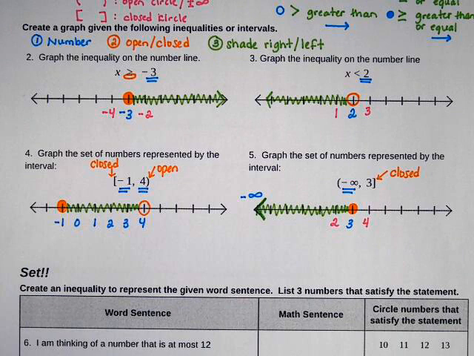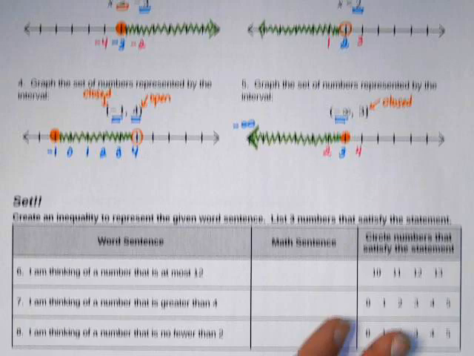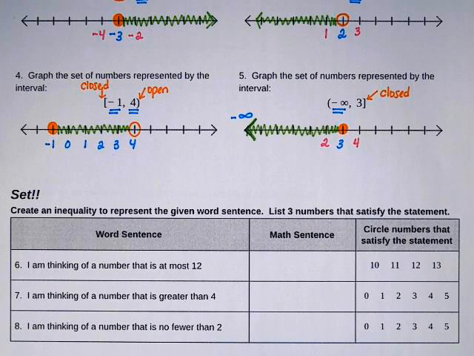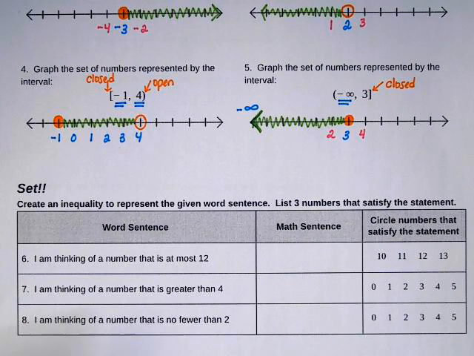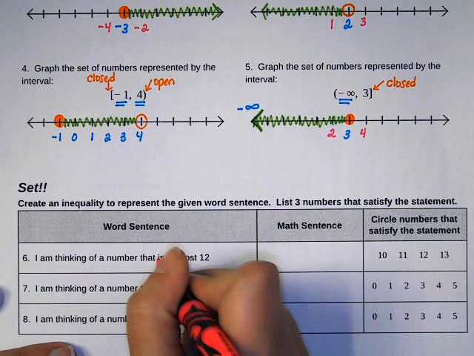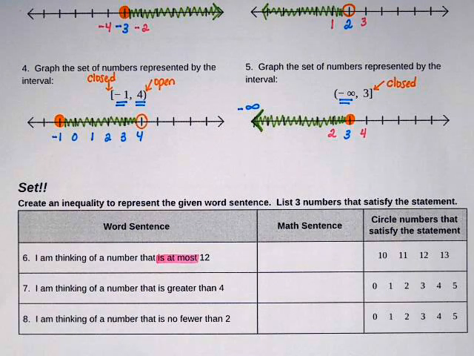Okay, so now that we've talked about the different notation and symbols that we're going to be using, let's talk about some of the words that we use to describe their meaning. If I give you a word sentence, for example, I am thinking of a number that is at most 12, and I ask you to translate that to a math sentence, the first thing we need to do is find the important words here. Because the words is at most are in the problem, those are the words that give me a clue about the type of symbol that I should use.